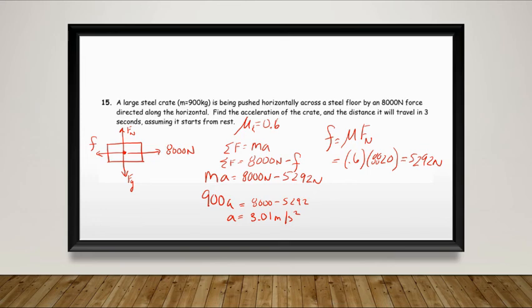Then the next question is, how far does it go? Well, we know it starts from rest, so we can use the equation v initial t plus 1/2 a t squared, because the first term ends up canceling. So you have 1/2 times 3.01 meters per second squared times 3 seconds squared, which ends up being equal to 13.5 meters.